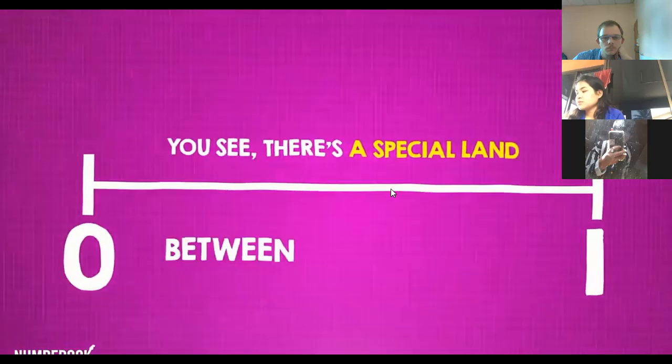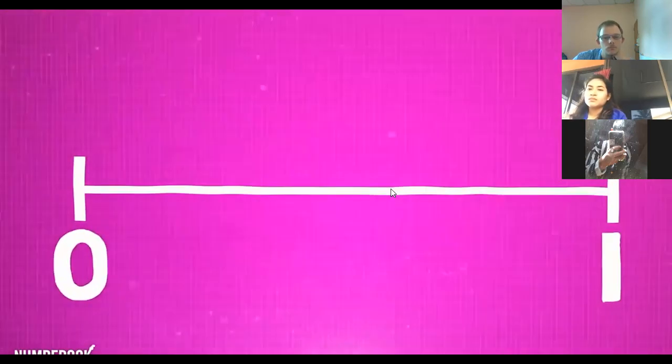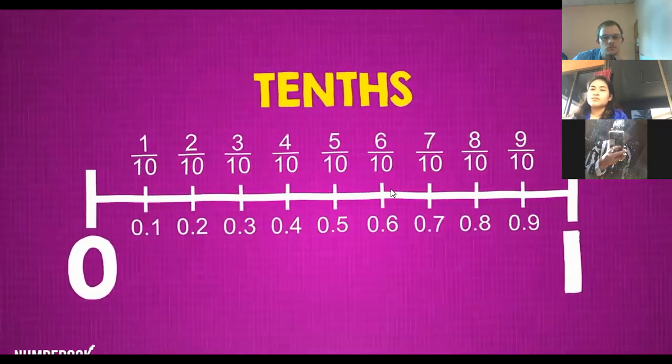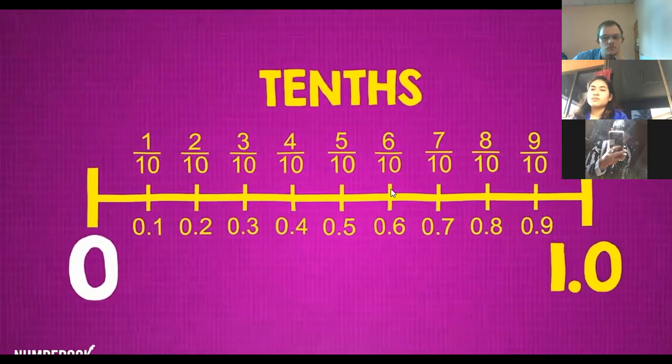You see, there's a special land between 0 and 1, where you find decimal numbers in every fraction. Between 0 and 1, make 10 intervals. These are tenths written as fractions or decimals. When counting by tenths, after you get to 9, the 10th tenth makes 1 whole on the number line.